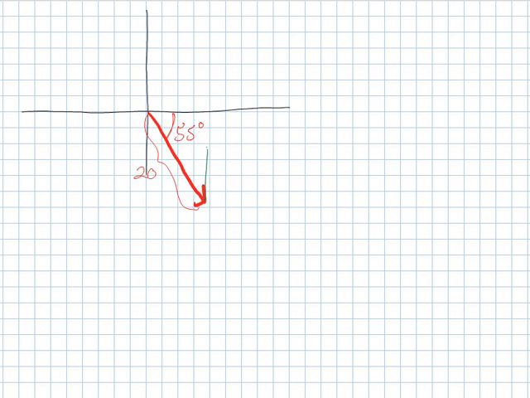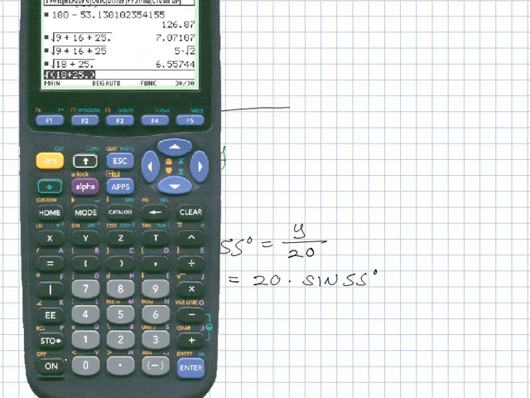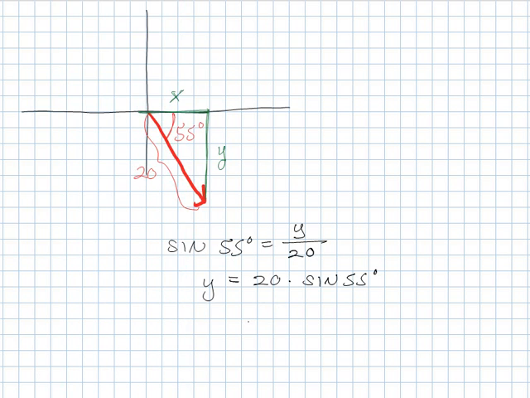So again, literally, you've got to draw your triangle. You've got an X term and you've got a Y term. I know that the sine of 55 is going to be opposite over hypotenuse. So y is going to equal 20 times the sine of 55 degrees. So 16.4.